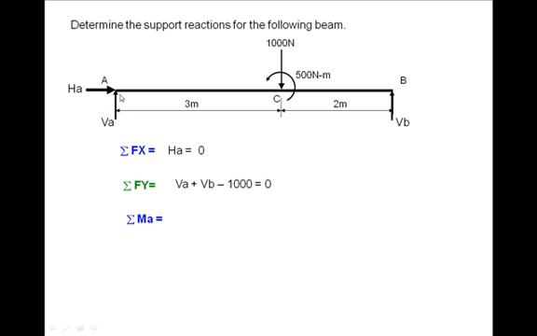HA and VA pass through point A, so they don't give any moment. So I have VB into 5, that is 3 plus 2, 5. The sign is positive because I am taking anti-clockwise as positive. Then 1000 into 3, that is negative. And plus this anti-clockwise moment of 500 Newton meter.